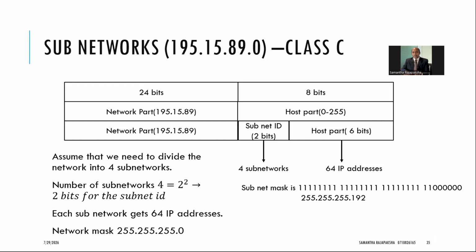Remember, earlier we discussed the network mask. This one is a subnet mask. So how do you calculate it? You can find out how many bits are allocated for the subnet ID and how many bits are allocated for the host, based on the way you divide it.